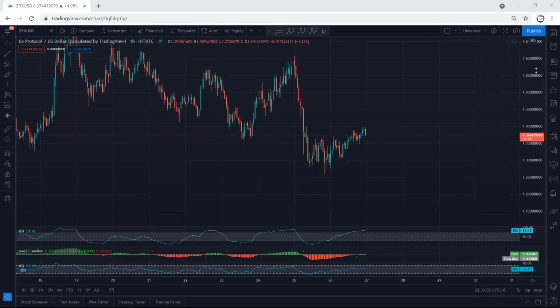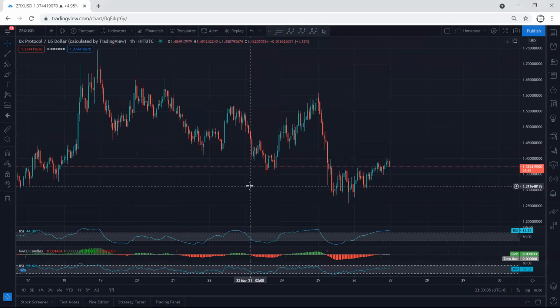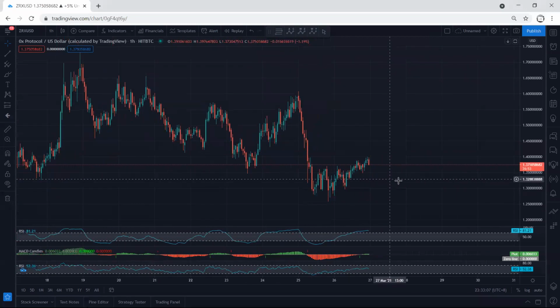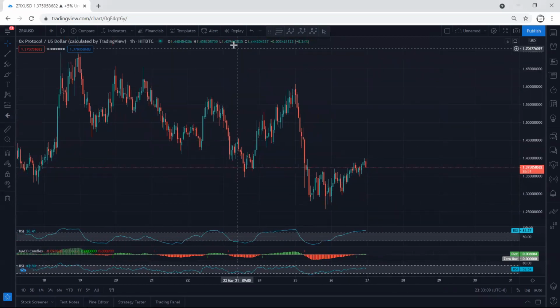ZRX, we start with the 1 hour chart. If we refer to our analysis, when the price was within this move, we mentioned we're looking for the reversal. Actually, we get a reversal, but there was no proper trade setup, and the way it's moving is really short term. I mean, it's really corrective.